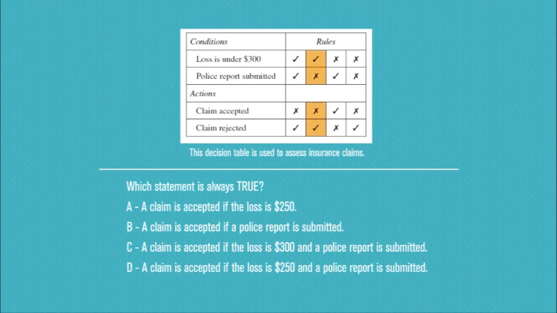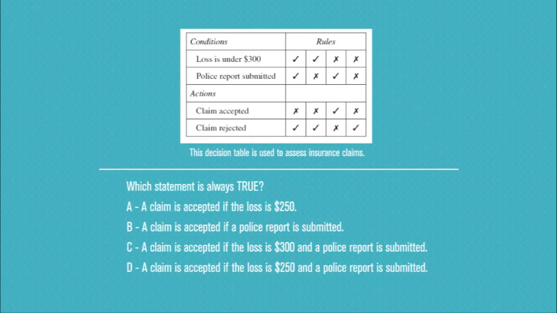Next column. If the loss is under $300, there's a tick there, and no police report submitted because it's got a cross, then unfortunately that claim's rejected as well. Let's have a look at the next one, next column. The loss is under $300, well that's got a cross, meaning that the loss is over $300. This is where we get into these tricky double negatives. Police report's been submitted, it's got a tick. That claim is accepted. The last column, I think you can work that out.